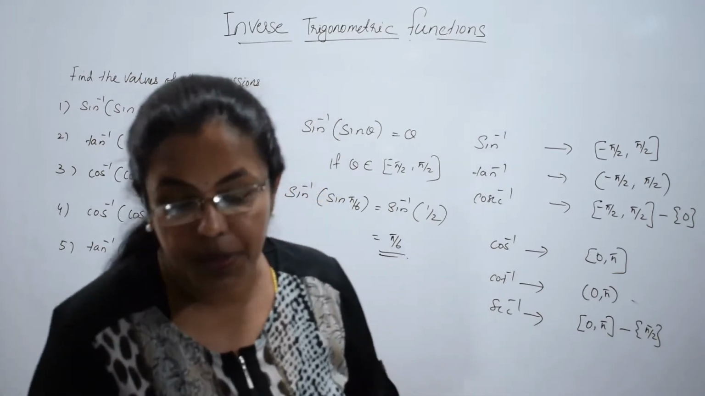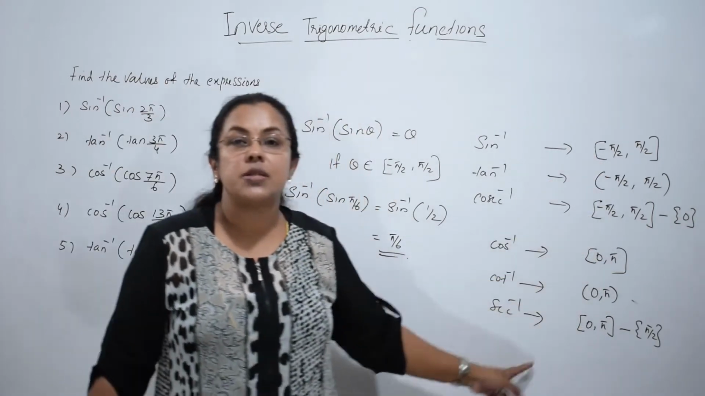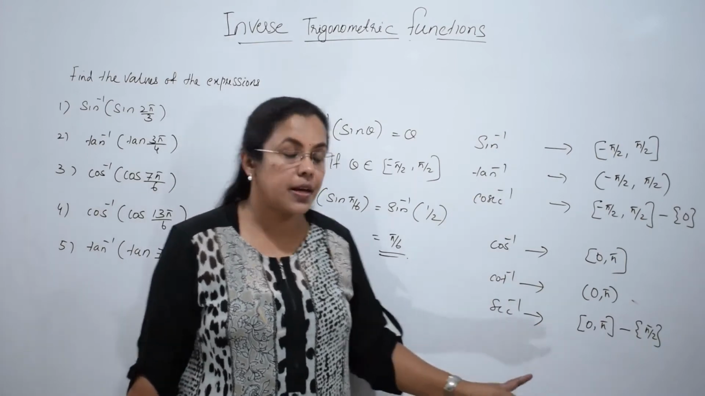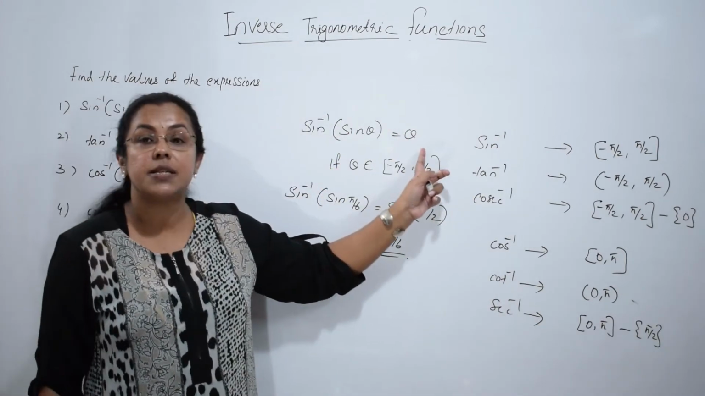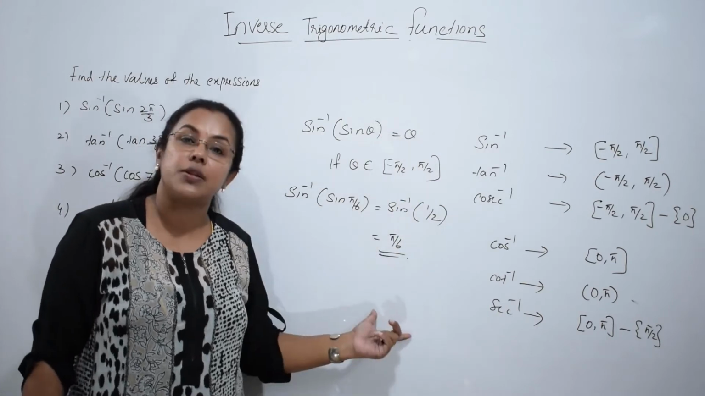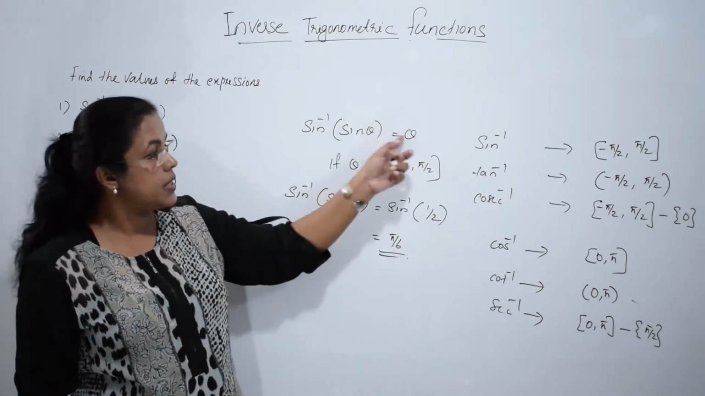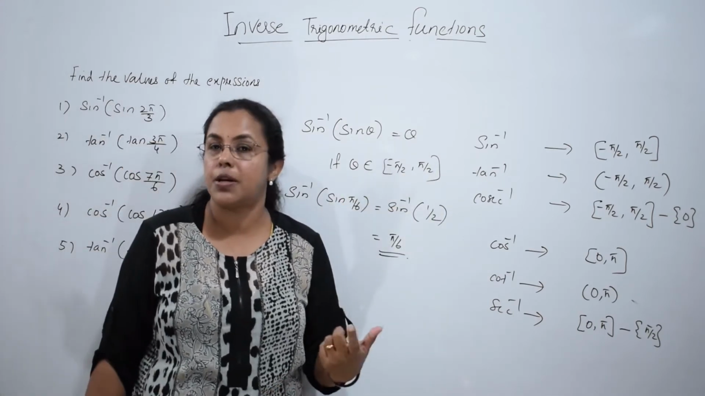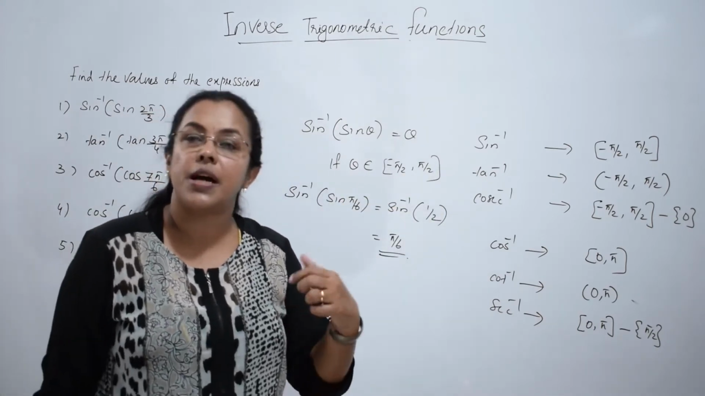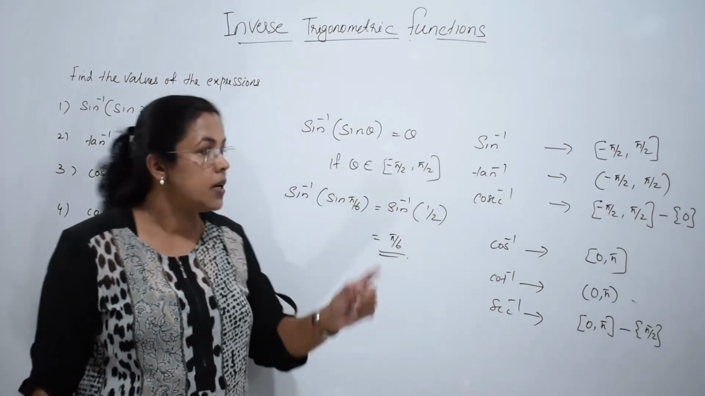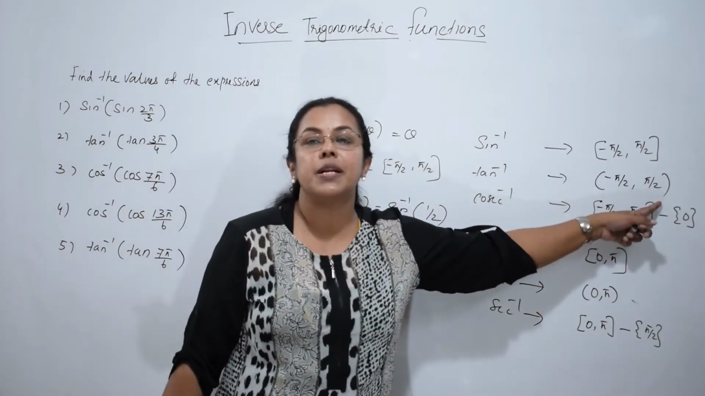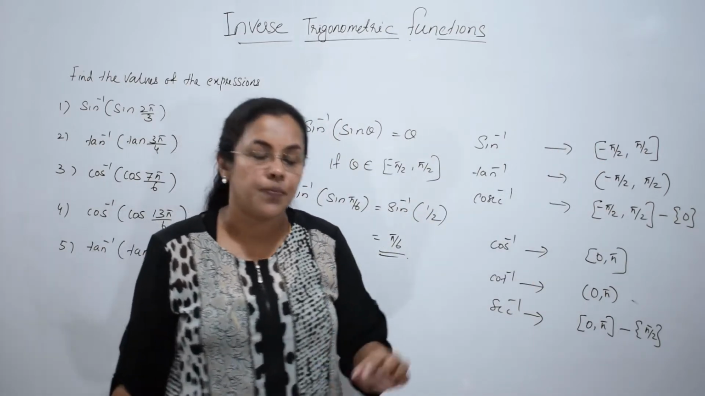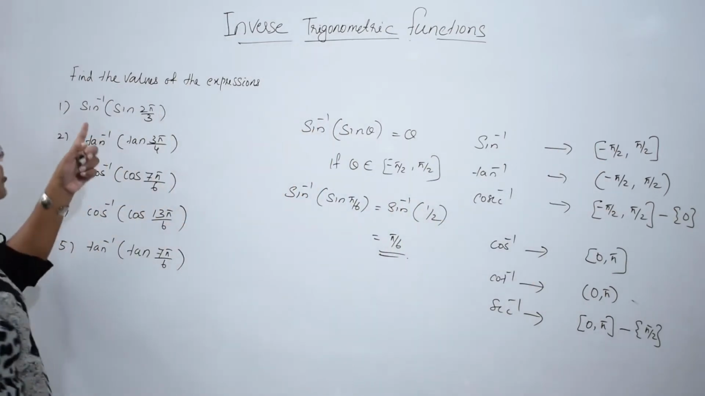First of all, remember the ranges of inverse trigonometric functions. Second, sine inverse sine theta is equal to theta. This is true for others also. Sine inverse sine theta is equal to theta if and only if theta is an element of minus pi by 2 to pi by 2. Tan inverse tan theta is equal to theta if theta is an element of minus pi by 2 to pi by 2, like that. Hope it is clear to you. Now, we will solve the questions.